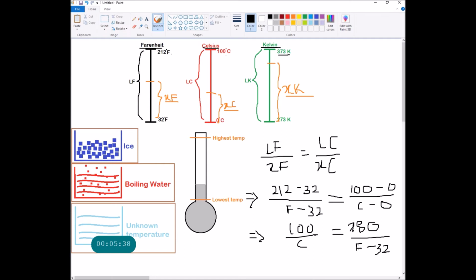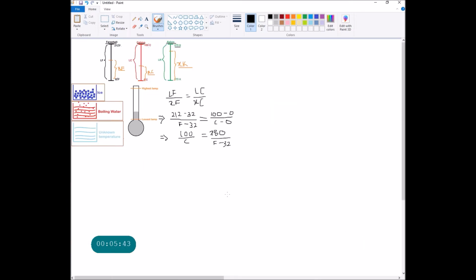As we do not know the value of F, we can't subtract it by the value of 32. So next we must always cross multiply. So C into 180 and 100 into F minus 32. So this will give us 100 whole into F minus 32 is equal to 180 C.